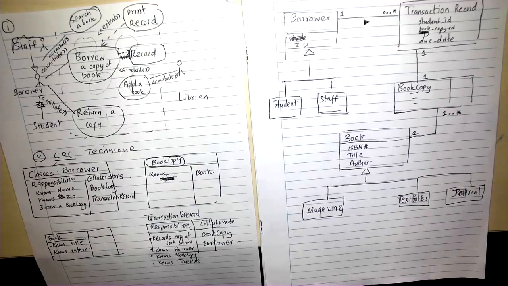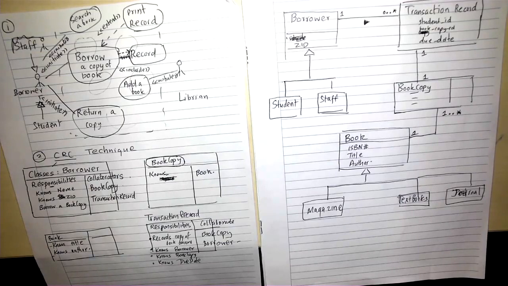With the CRC technique, you're trying to establish the classes, the responsibilities of the classes, and the collaborators of that class. When you're doing the responsibilities, you do two things. You figure out what information you know. So as a transaction record class, I know the copy of the book that's been borrowed, I know the person who's borrowed it, and I know the due date. Who do I collaborate with? I collaborate with the copy of the book.